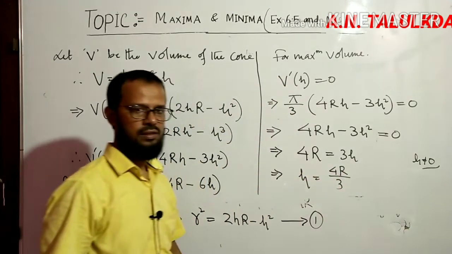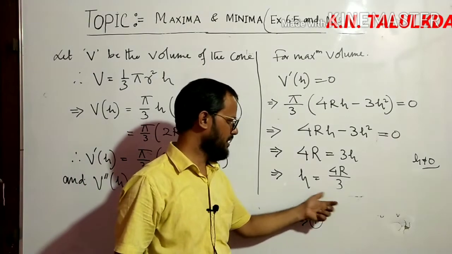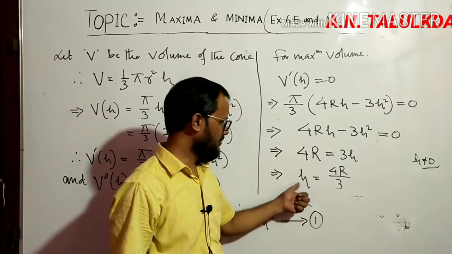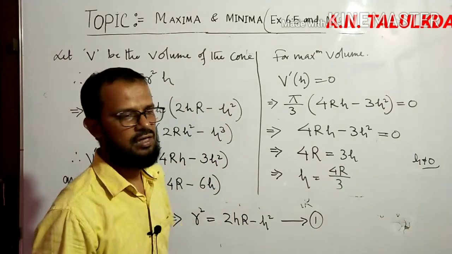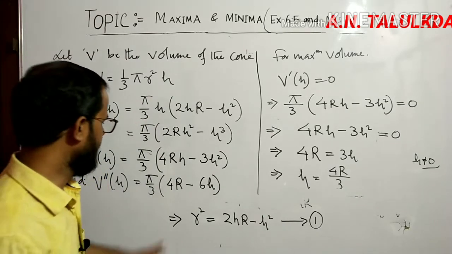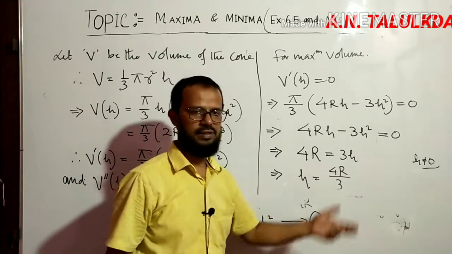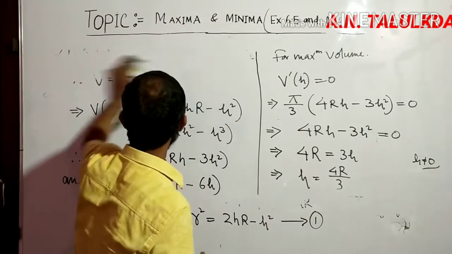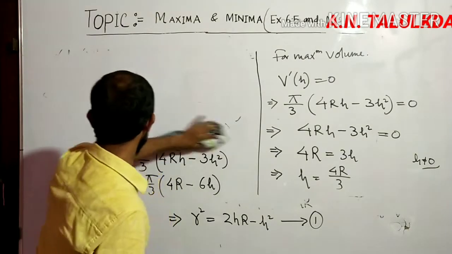Okay. So already we reach, this is the critical point. You have to show that height is equal to this. And now you have to check the second order derivative. If after putting the value in the second order derivative we get negative, then we will say volume is what? Maximum when h is equal to 4r by 3 and the problem is over. So test the second order derivative.